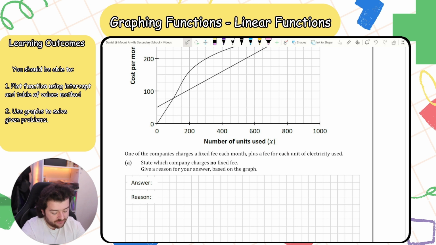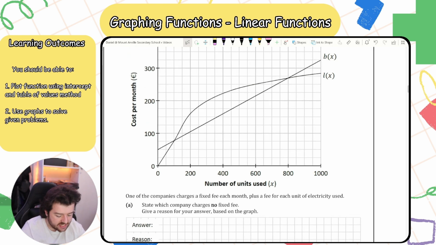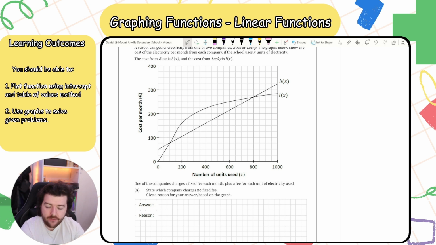One of the companies charges a fixed fee per month, plus a fee for each unit of electricity used. State which company charges no fixed fee. So remember, fixed fees are y-intercepts, right? And if we look here, Buzz doesn't start at 0, 0. So therefore, Buzz has a fixed fee. Before you even turn on your kettle, you're already paying like €50, right?